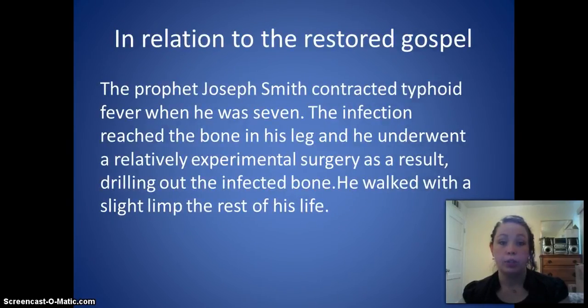In relation to the restored gospel, the prophet Joseph Smith contracted typhoid fever when he was 7. The infection reached the bone in his leg, and he underwent a relatively experimental surgery as a result, drilling out the infected bone. He walked with a slight limp the rest of his life.